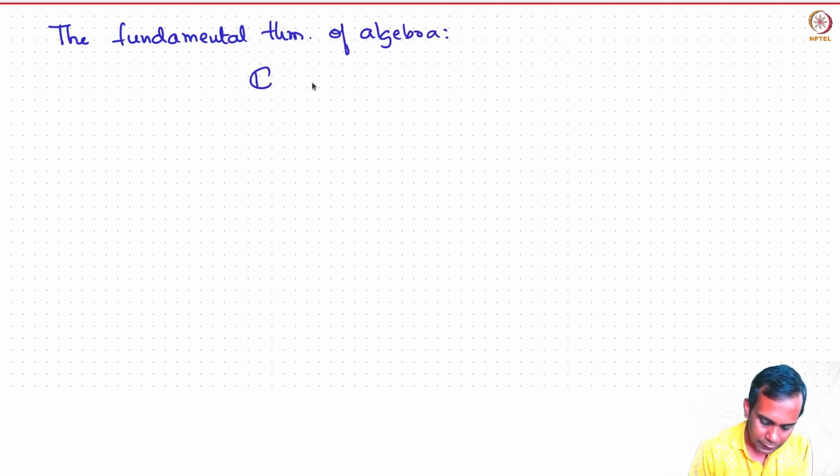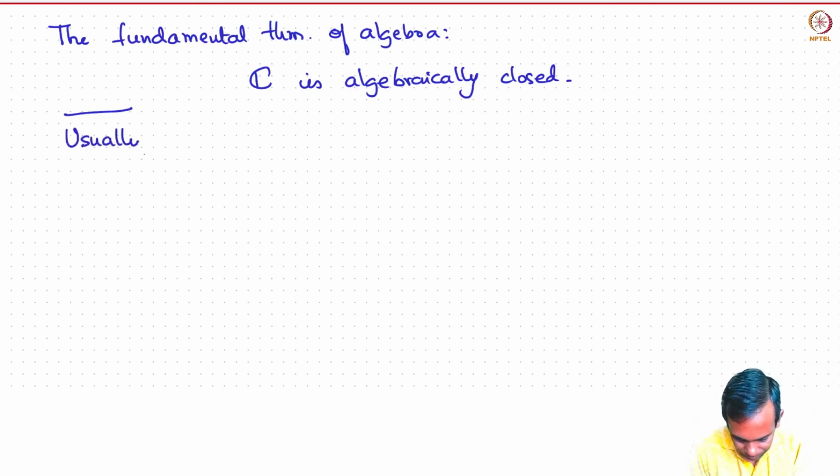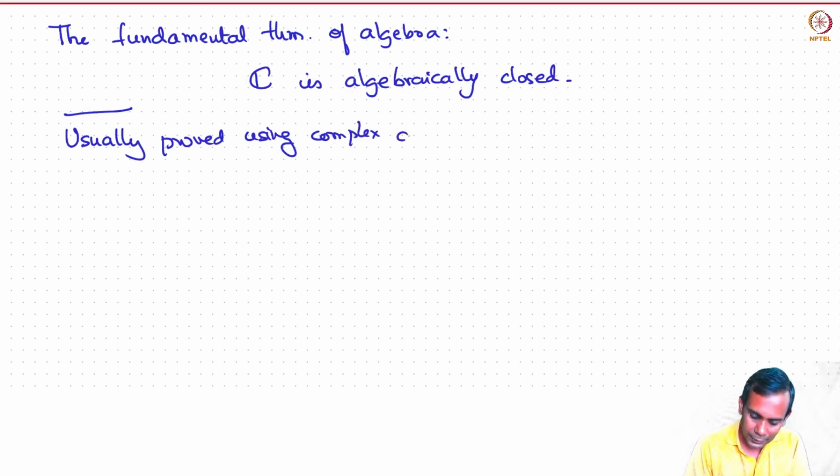It says that the field of complex numbers is algebraically closed. This is usually proved in the second form: you show that any non-constant polynomial has a root. So this is usually proved using complex analysis. But it doesn't use all that much complex analysis. You can find a complete proof in Michael Artin's algebra book.